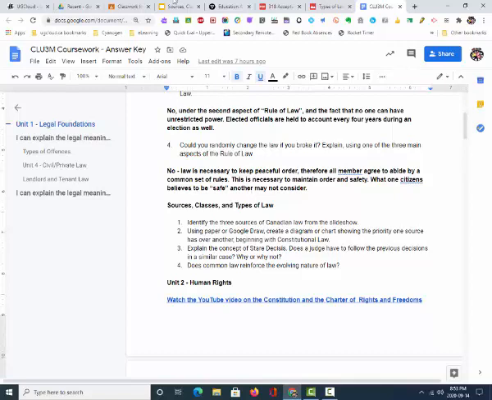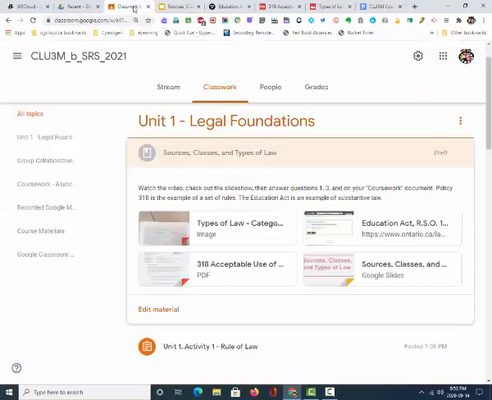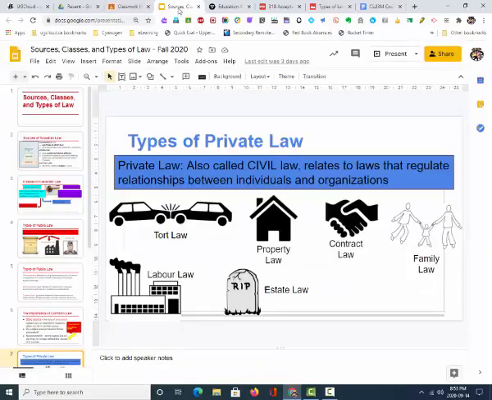Let's get started. First, open the link for the Sources, Classes, and Types of Law slideshow. Let's take a look.